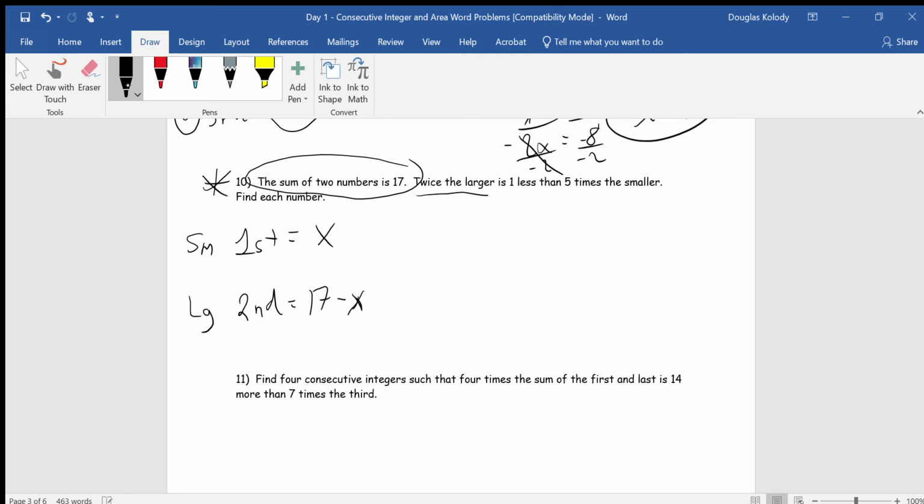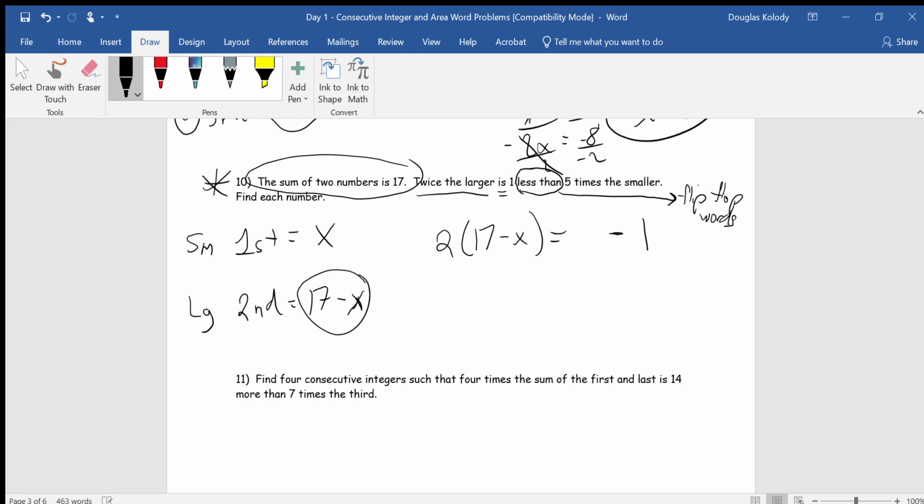Twice the larger. So here's the larger. So I'm going to do 2 times 17 minus x. Is, so that's equals. 1 less than. All right, we talked about this before. Less than is called a flip-flop word. This is important. Flip-flop words. So instead of saying 1 minus, I'm going to say minus 1. Less than means subtract, but I flip the terms around. 5 times the smaller. The smaller is x, so I'm going to do 5 times x.